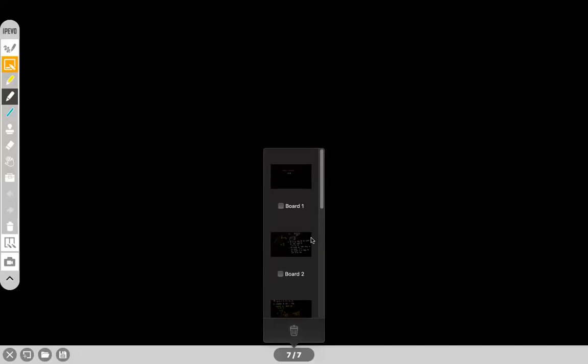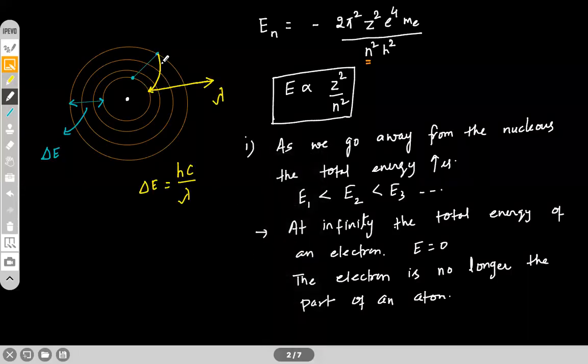Now again, I'll take the reference of that energy level diagram. Suppose the electron jumps from this to this energy level. How many different transitions are possible here? One transition is from this to this first, then from this to this, and then from this to this. 1, 2, 3 transitions possible. And in every transition, it will radiate some radiation. So these number of radiations are the different spectral lines. Number of spectral lines.